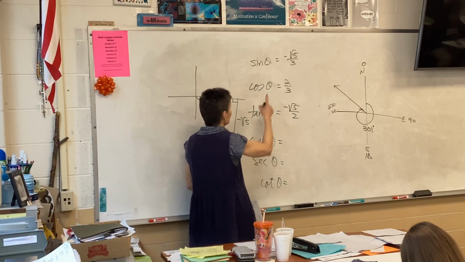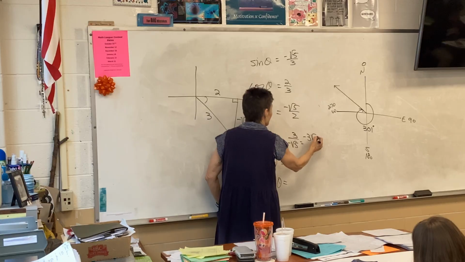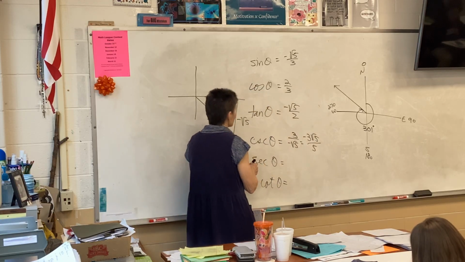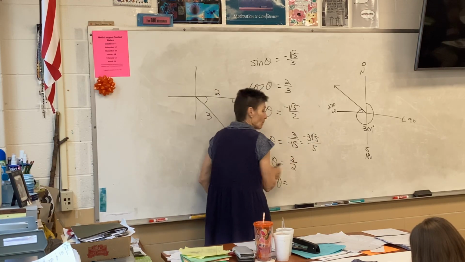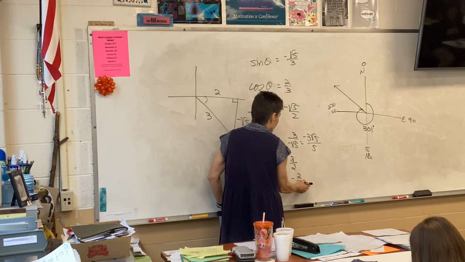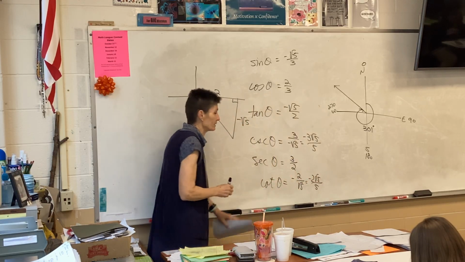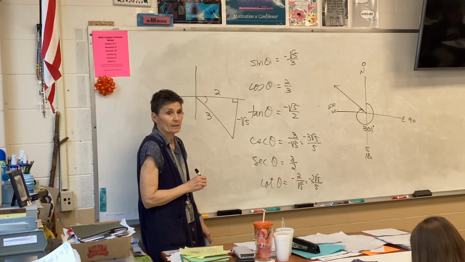So cosecant will be 3 over negative root 5. Secant will be 3/2, and that one I actually could have done right off the bat. And cotangent. How does that look to everybody? Does that look all right?